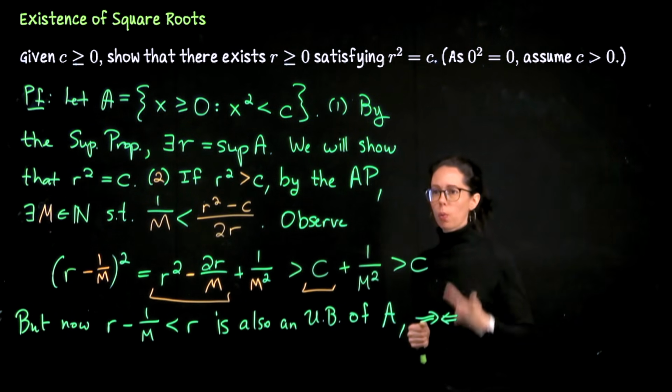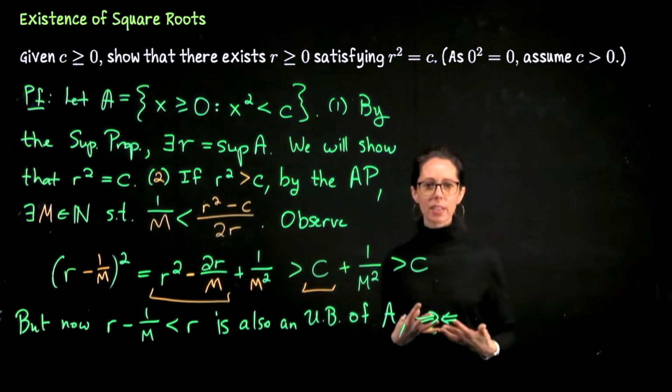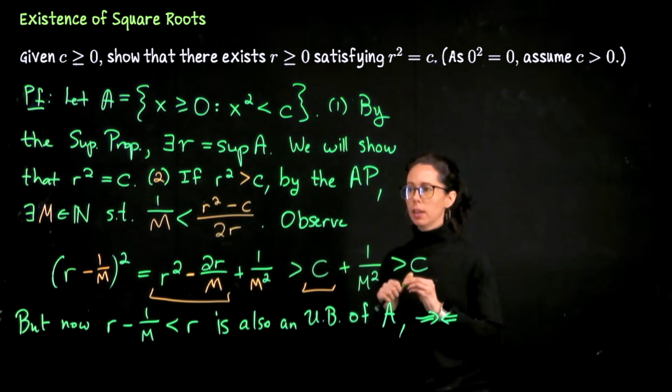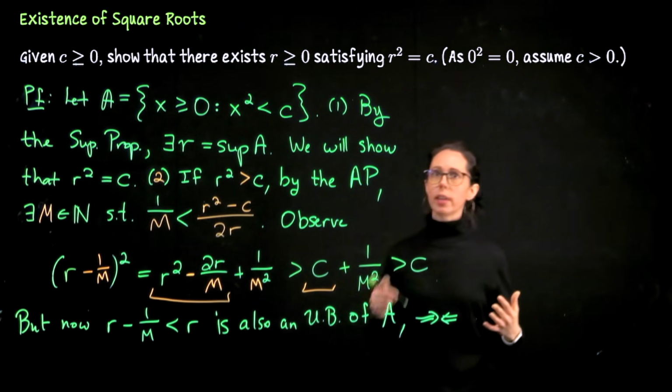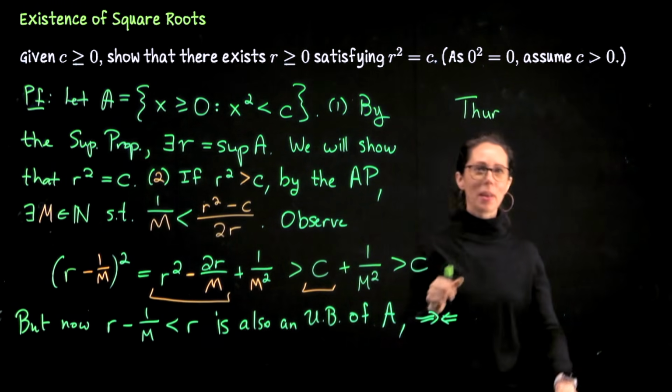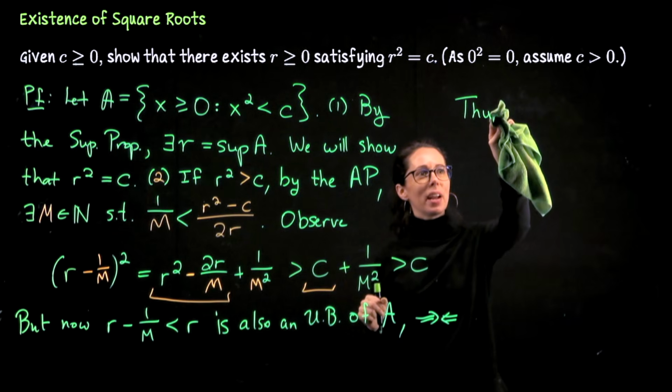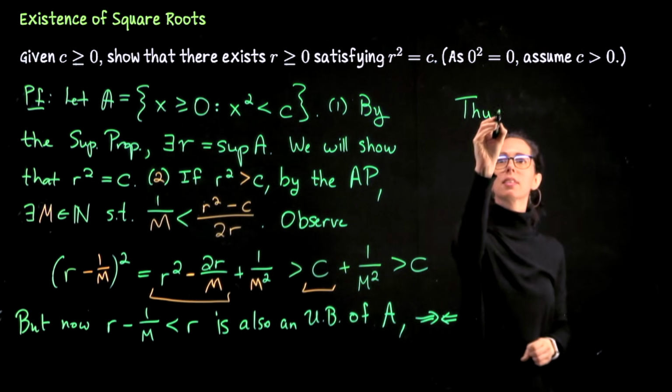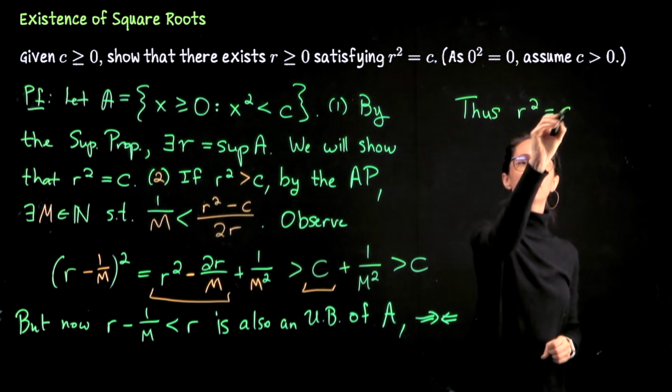It wasn't case 1, it wasn't case 2. We don't need to prove that it's case 3 because of trichotomy. So let's just move on now to the conclusion. Thus, I'm about to write r, but I did it a little too quickly. Thus, r squared equals c.